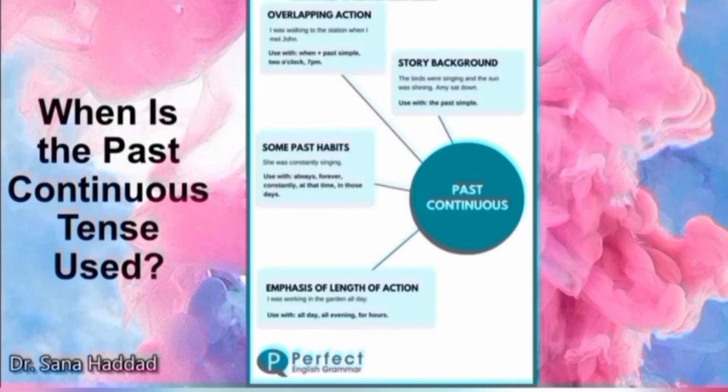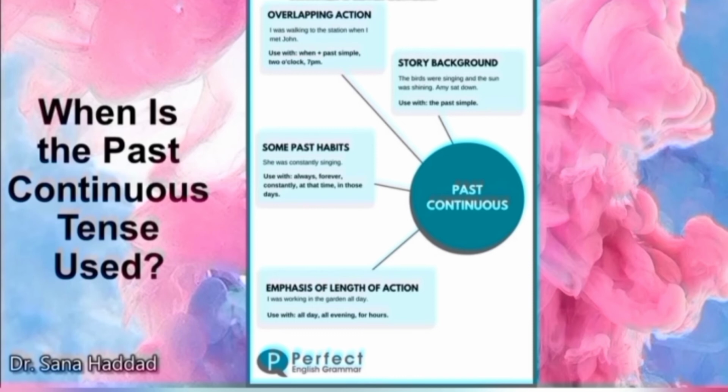When is the past continuous tense used? The past continuous tense is used in 4 different situations. First, it's used with story backgrounds. For example, the birds were singing and the sun was shining. Amy sat down. You can use it with the past simple. It can also be used with overlapping action. For example, I was walking to the station when I met John. So here we have 2 actions overlapping each other. We can use it with when plus past simple or with times like 2 o'clock or 7 p.m.